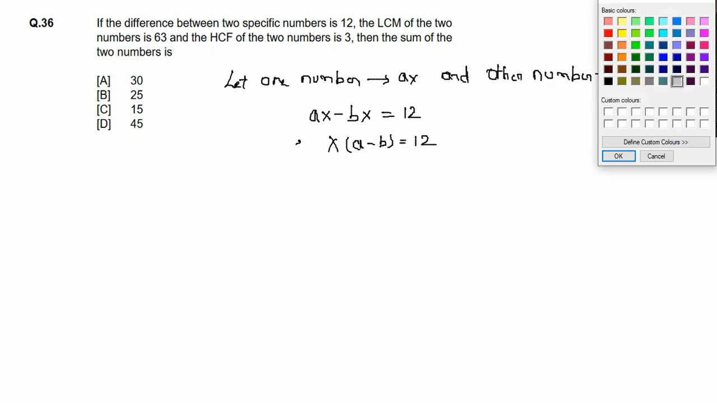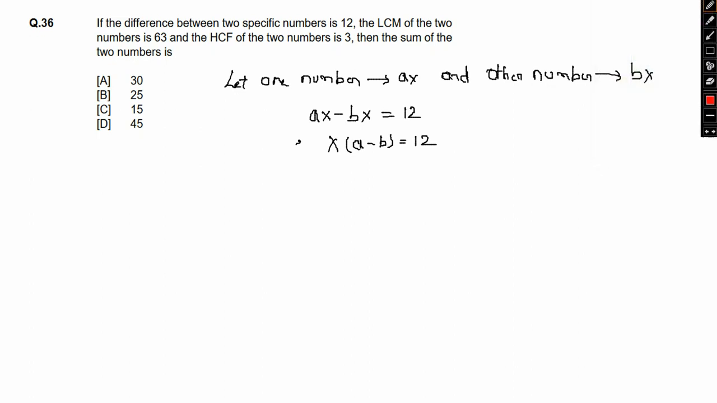Now let's try and understand a concept in this regard. Suppose we have a number say ax and another number say bx, then we can conclude that HCF will be the common element, that is HCF would be x, and LCM would simply be a into b into x. Okay, so we know this.